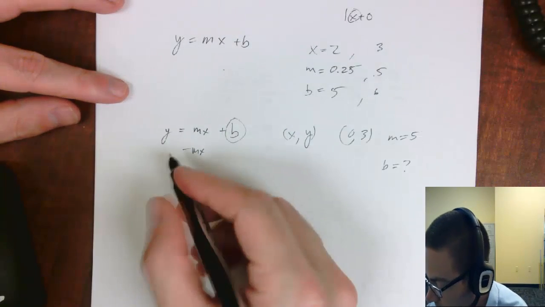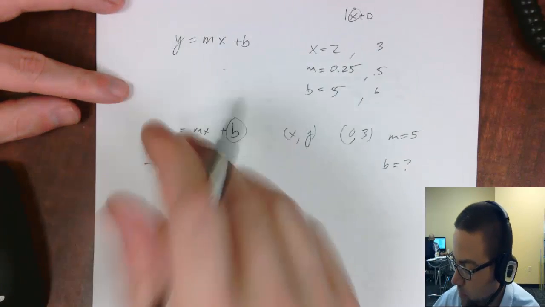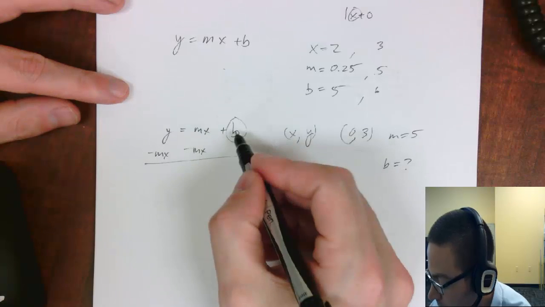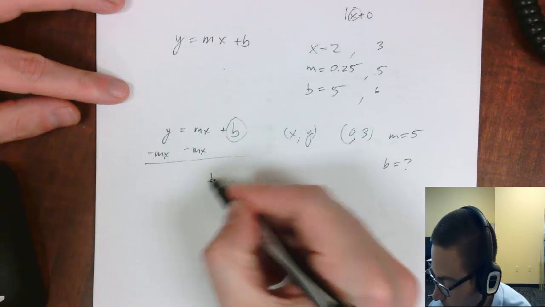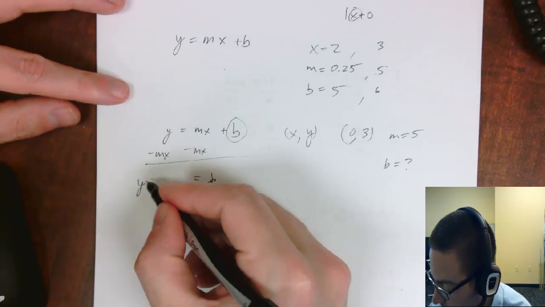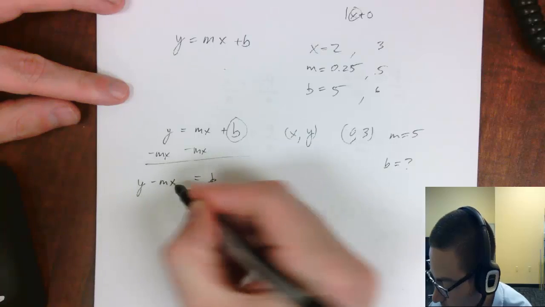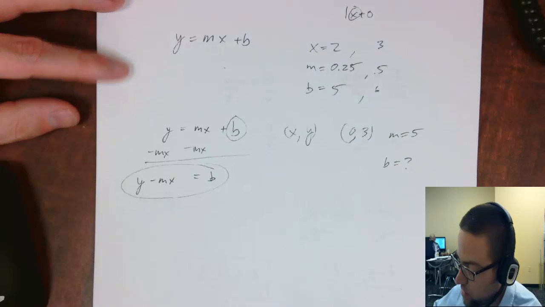So subtracting the mx, and I have to subtract it from both sides because of our property of equality. Whatever we do to one side, we must do to the other. So that becomes a 0. 0 plus b would just be b. And then over here I have y minus mx. And I don't know what those numbers are, so I can't combine them in any way. So this is the formula to solve for b.